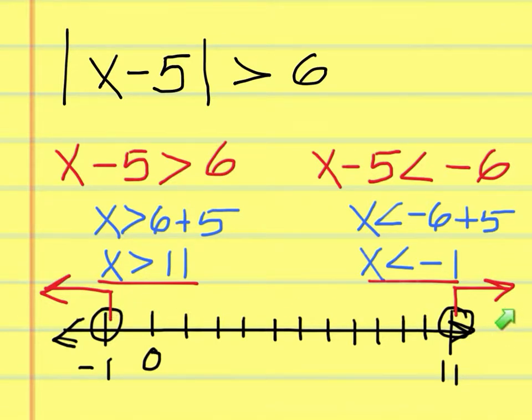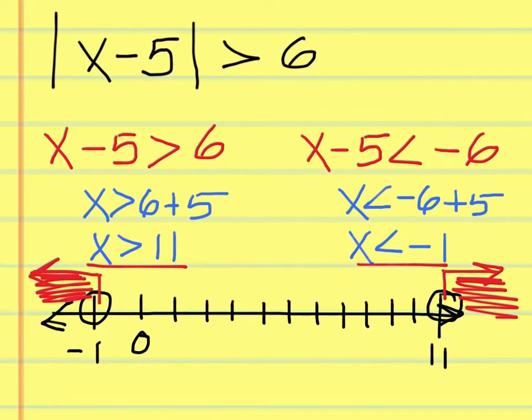Pick something out here on the right, like 12. 12 minus 5 is 7. Absolute value is 7. 7 is greater than 6. Shaded in. Pick something back here on the left, like a negative 2. Negative 2 minus 5 is negative 7. Absolute value is 7. 7 is greater than 6. So this would be your solution here.